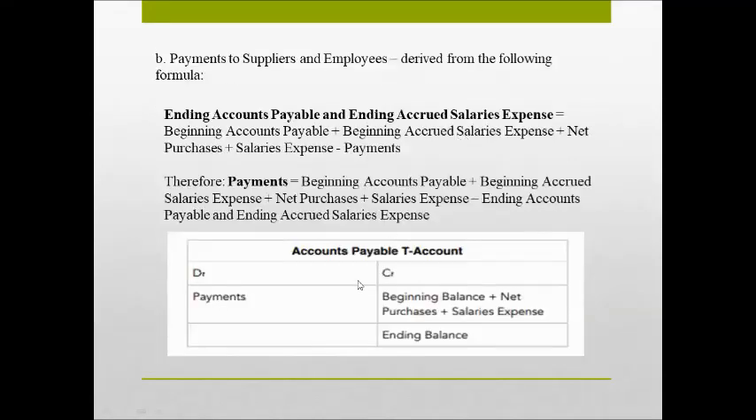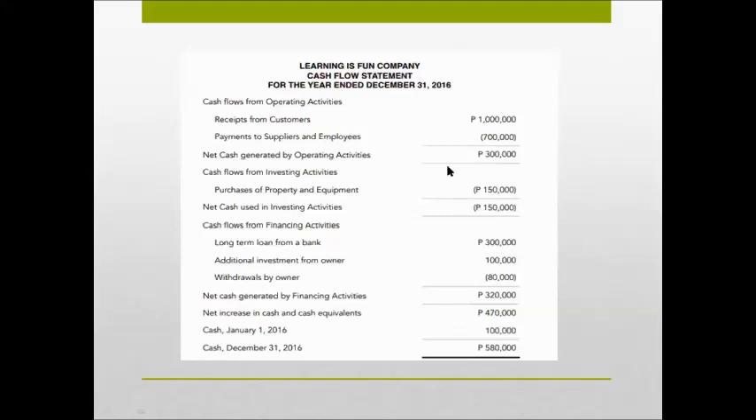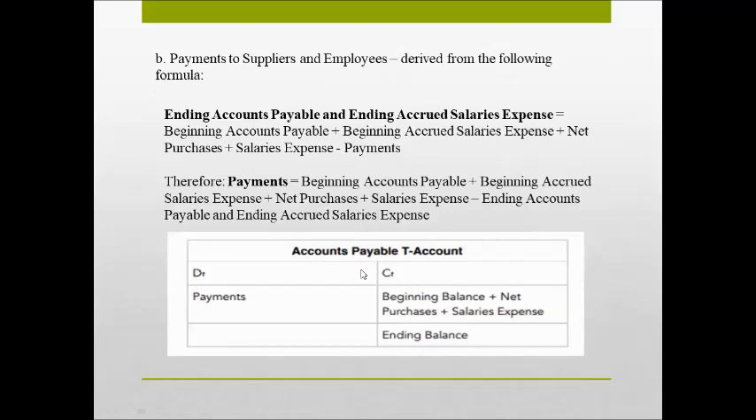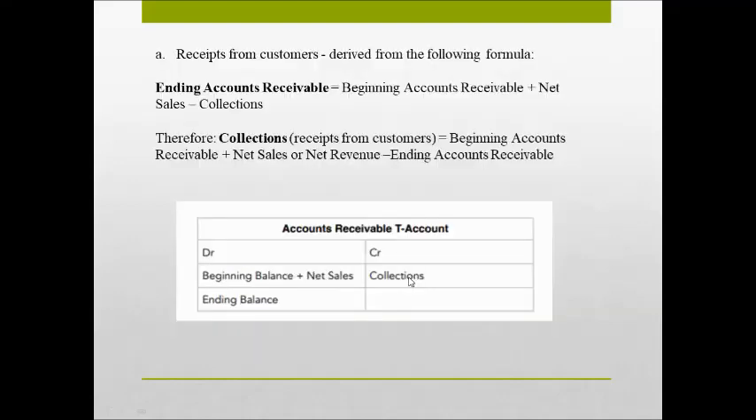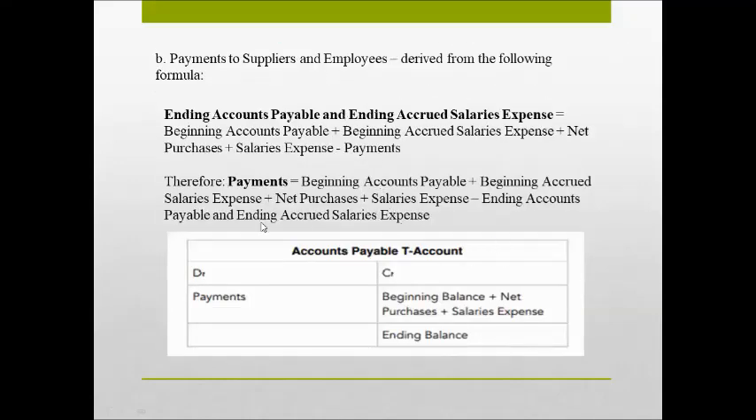So kapag na-compute na natin si collections, we can already put it here, receipt from the customer. And then, for the payments to suppliers or employees, ito naman ang kanyang formula. Ending accounts payable and ending accrued salaries expense is equal to beginning accounts payable plus beginning accrued salaries expense plus net purchases plus salaries expense minus payments. But then again, sa cash flow natin, hinahanap lang kasi natin yung mga payments to supplier o yung mga binayaran na natin. So kailangan nating i-determine ang mga yon.